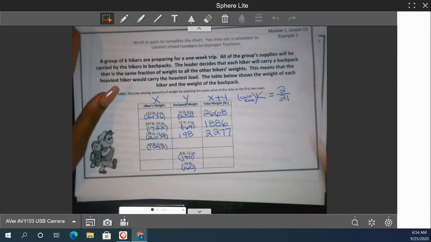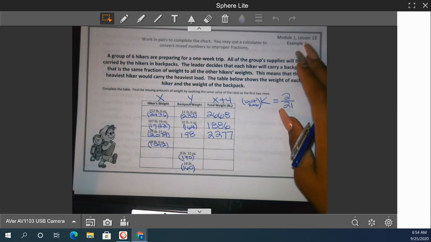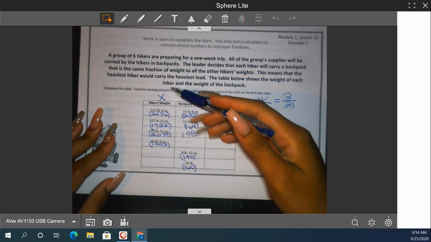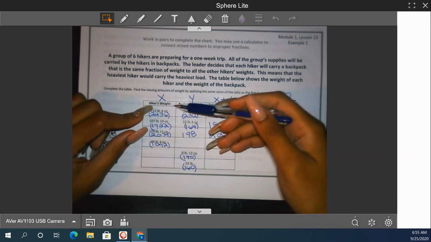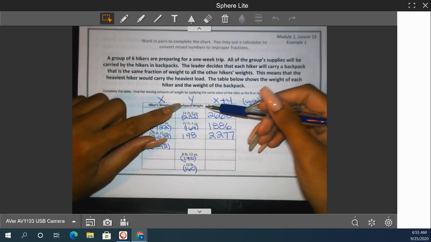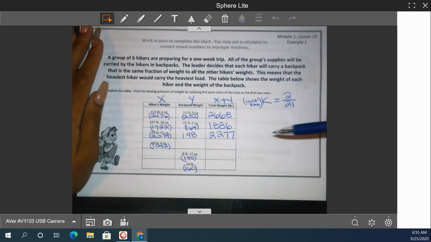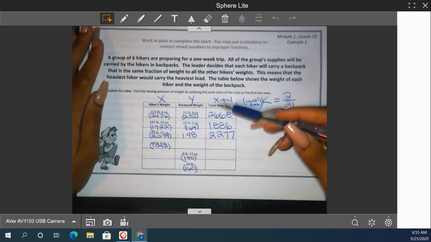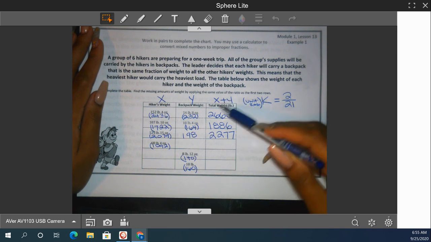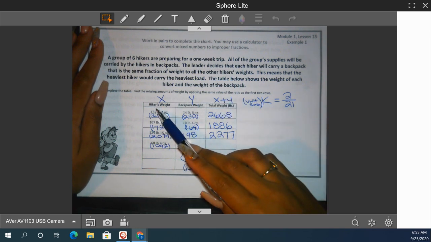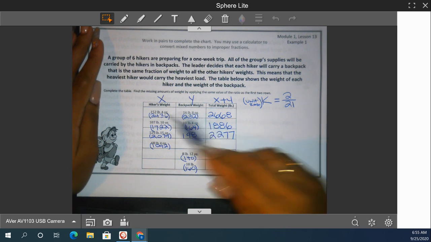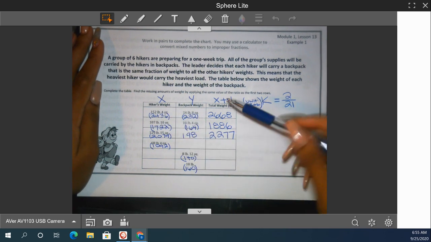All right. So let's just recap what we've seen so far. Okay, so we know that we're going to label our hiker's weight as X, and then we're going to label the backpack weight as X as well. Okay, and we also know that to find the total weight is going to be X plus Y. So that means that we'll add the hiker's weight and also add the backpack's weight. So we're going to add these two numbers together to get the total weight.